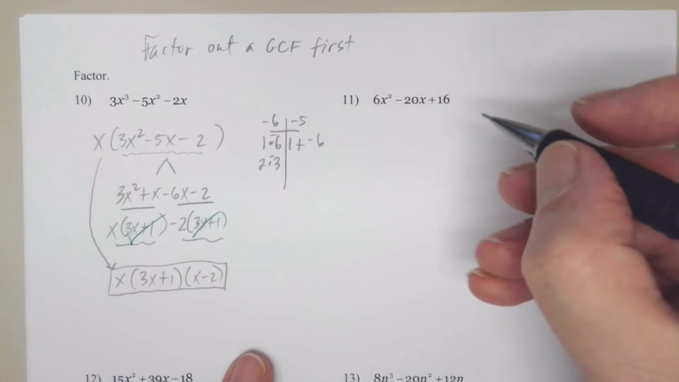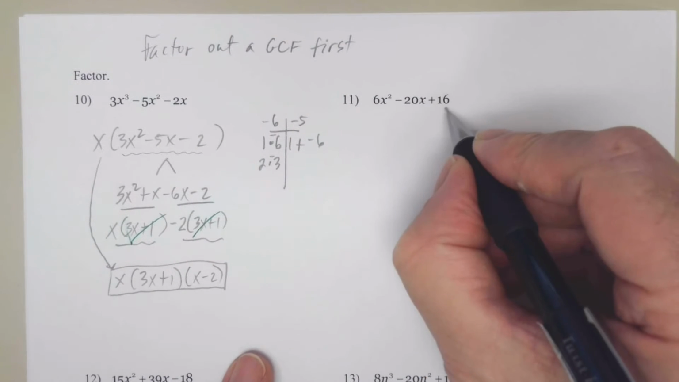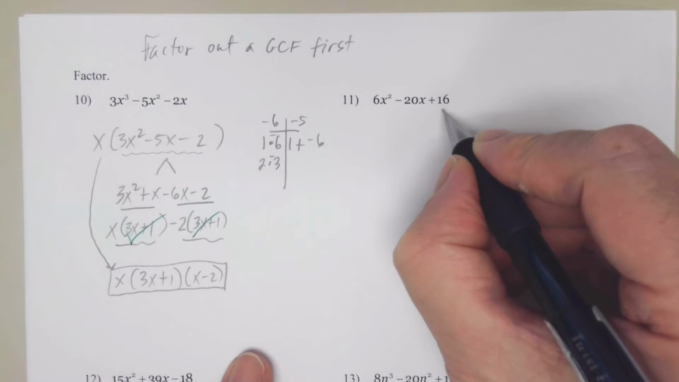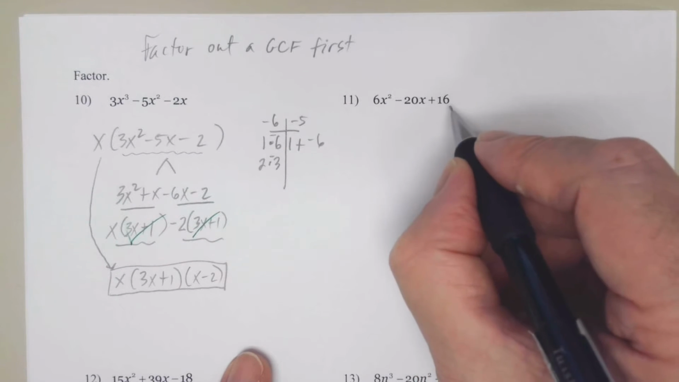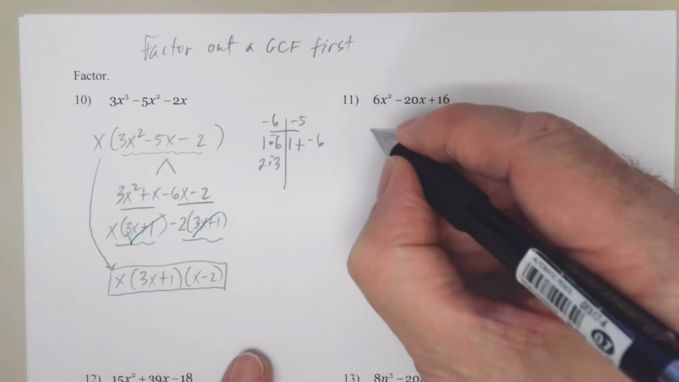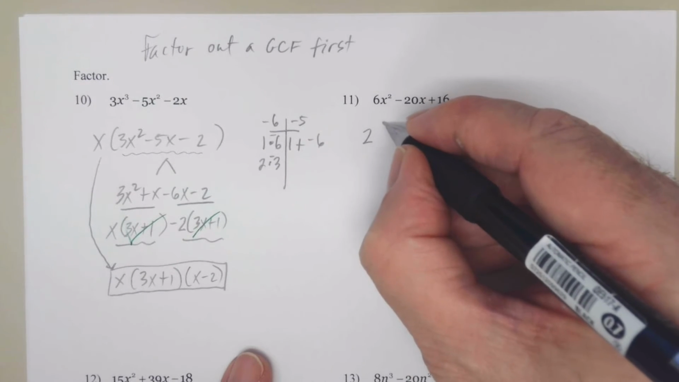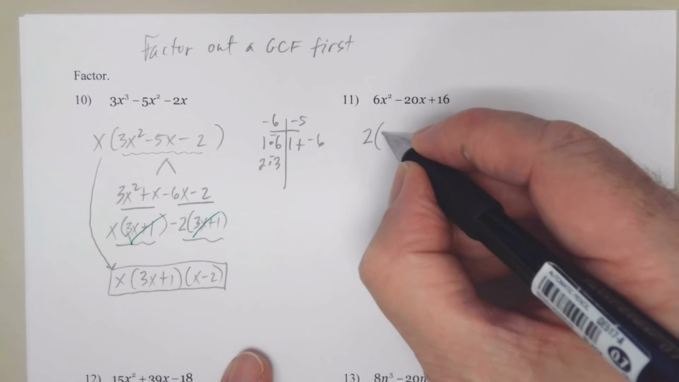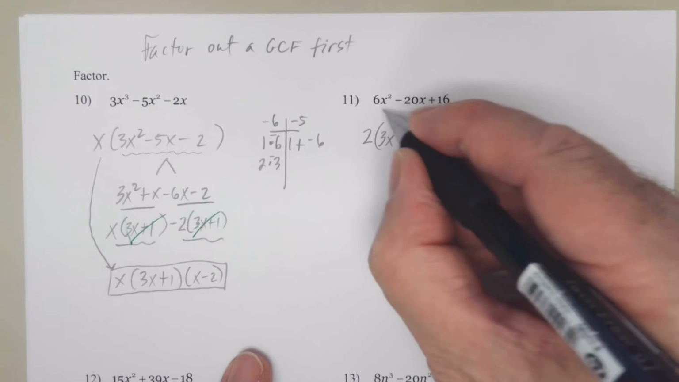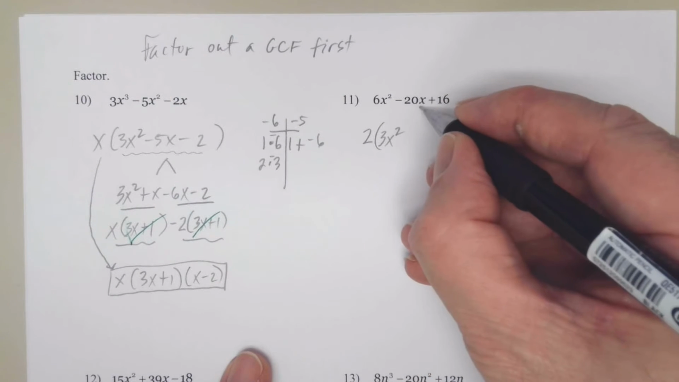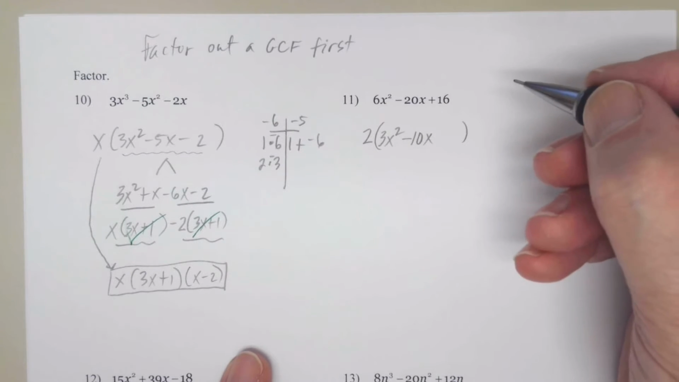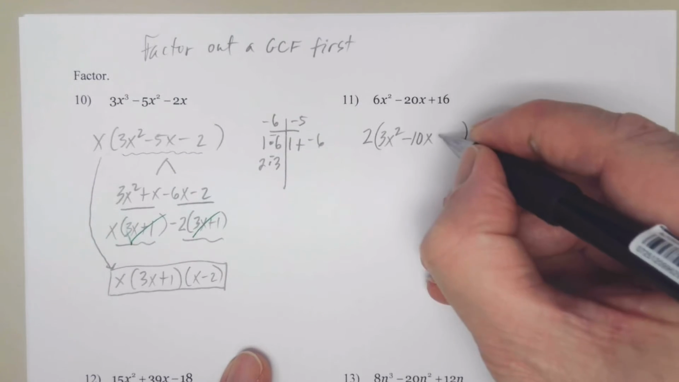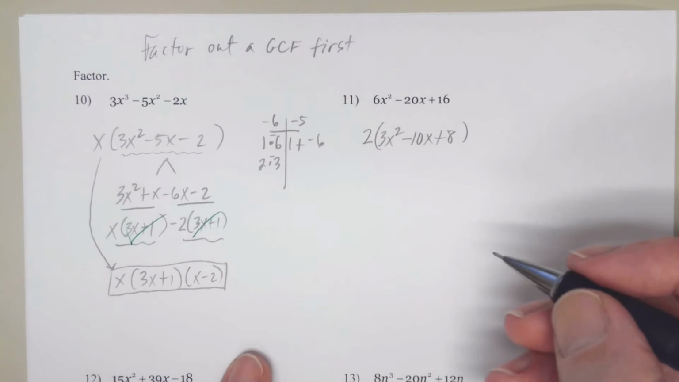Okay, so let's see. 6 times 16, that's a pretty big number. I'd rather not work with that, and in fact, aren't these all even numbers? And in fact, 2 is the GCF. We can factor out a 2. 2 times 3x squared gives us the 6x squared. 2 times a minus 10x will give us the minus 20x. And 2 times 8 will give us the 16.